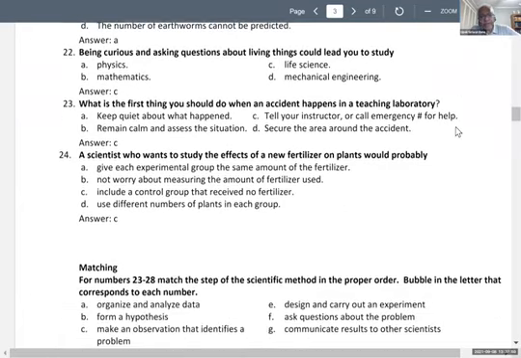Number 23. What is the first thing you should do when an accident happens in a teaching laboratory? This is kind of a tricky question, but you must always tell the instructor or call the emergency number for help. Remaining calm is not the right answer. Answer is C.